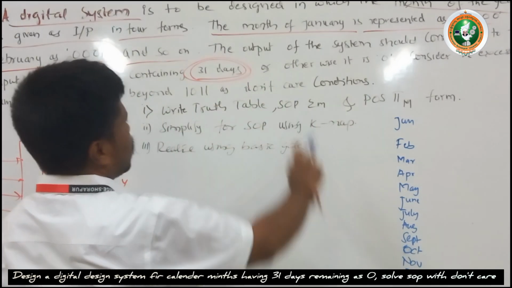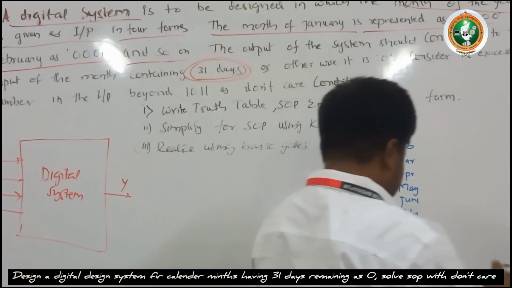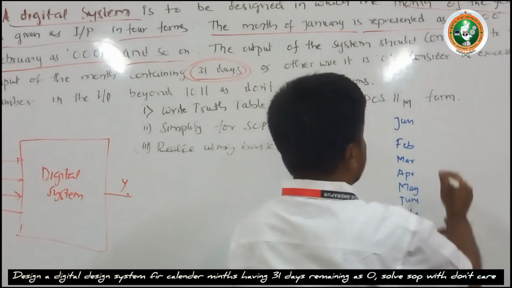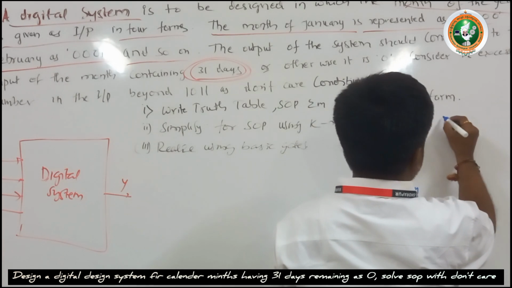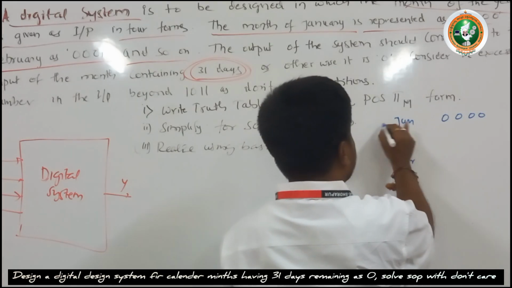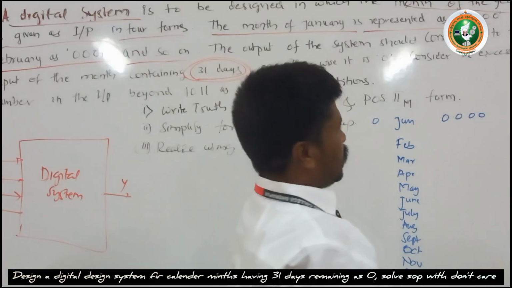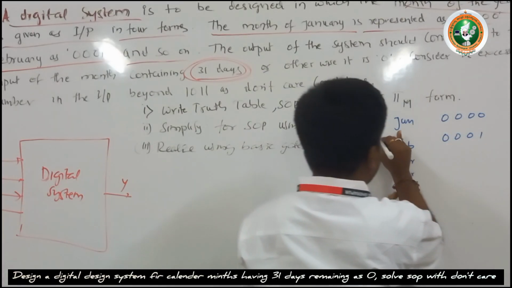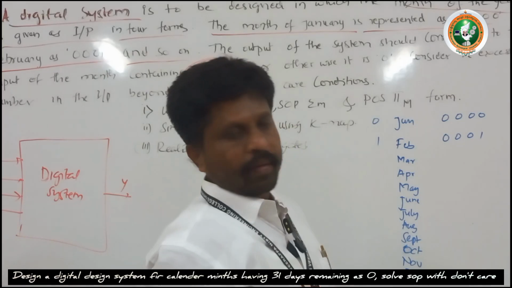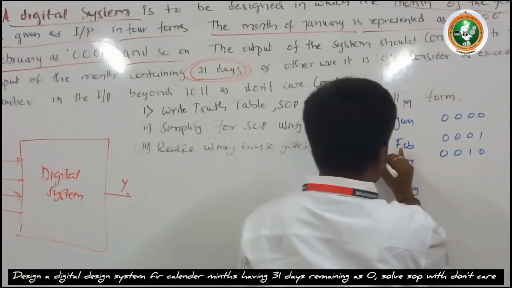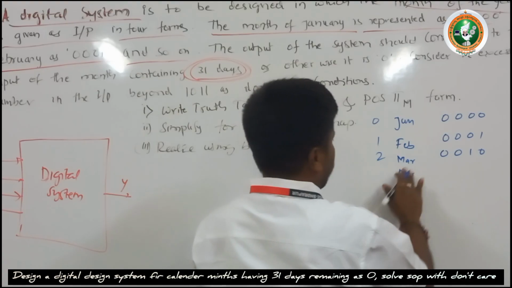Because it's mentioned that we want 31 days: January has how many days? 31 days. Yes or no? So the first input is 0000, whose decimal equivalent is 0. Next is 0001, whose equivalent value is 1, as you already seen. Then 0010, whose equivalent value is 2.